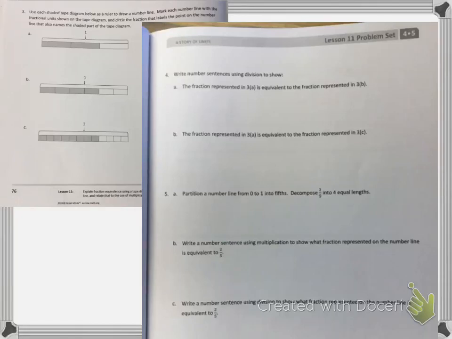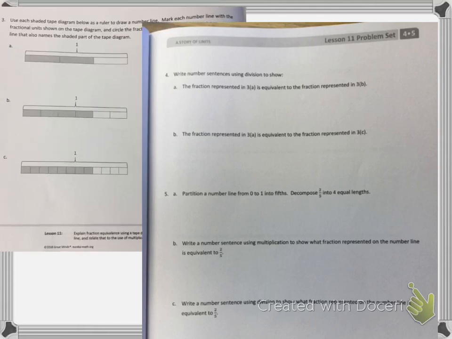Good afternoon, everybody. We're going to be using pages 76 and 77 in order to solve today's math lesson on our problem set. We're going to be using these tape diagrams to look at our problem sets for today. Let me zoom in on our tape diagrams so that we can have a good idea of what we're working with here. Perfect. That makes it a little easier for us to see. And we are going to look at how we can use this as a number line.